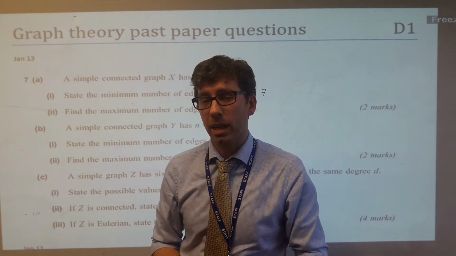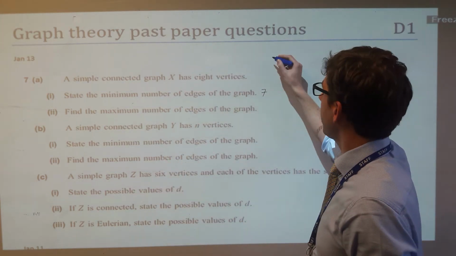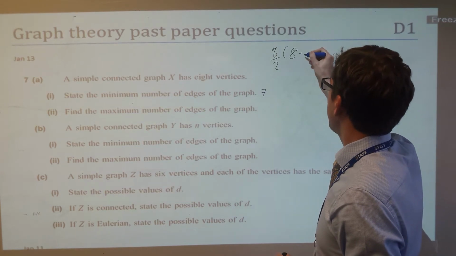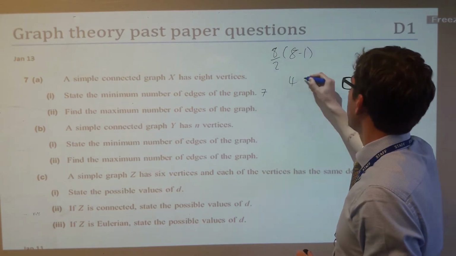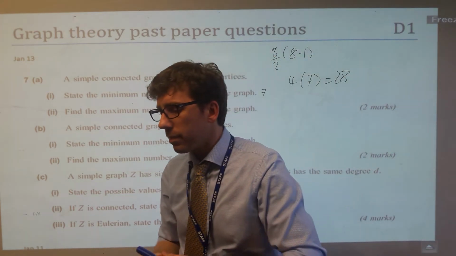Okay, now that formula is n over 2 times n minus 1. So in this particular case, n is 8, so we've got 8 over 2 times 8 minus 1. So we've got 4 times 7, so we've got 28, okay?